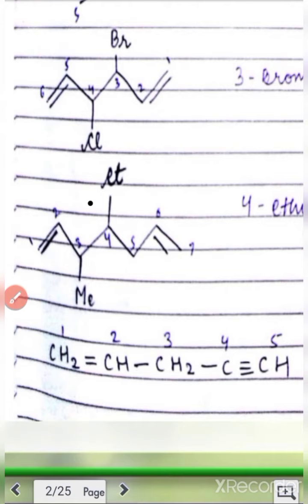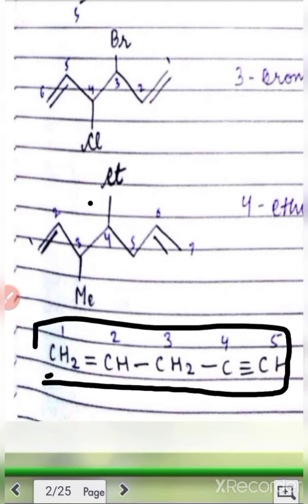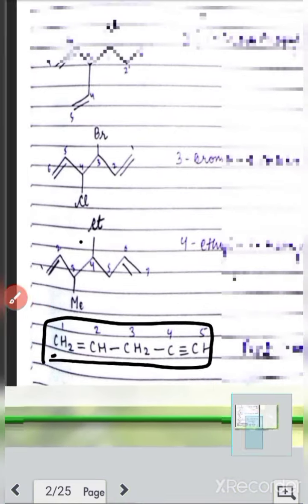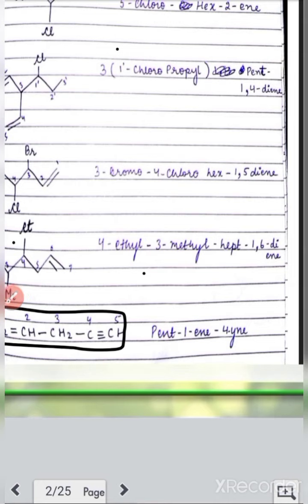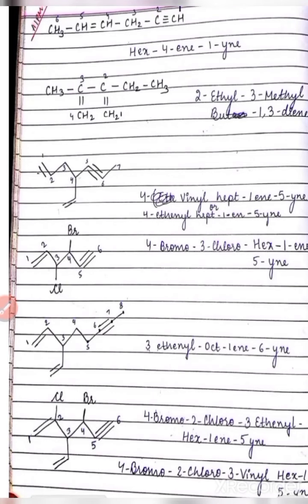Our last example is this. Principal carbon chain is straight away this one. Now we can number it from left hand side or from right hand side. As the double bond and triple bond are getting the similar position, we know that in that case the double bond is given the preference. That's why the numbering starts from the left hand side, that is from here 1, 2, 3, 4, 5, and the name is given accordingly, pent 1-ene 4-yne. I hope this was clear.